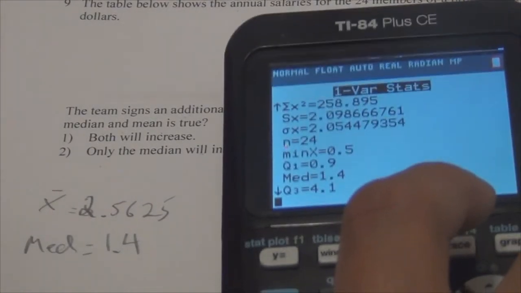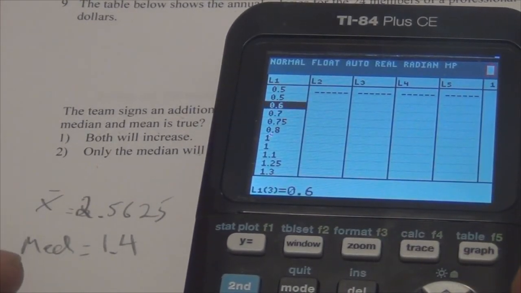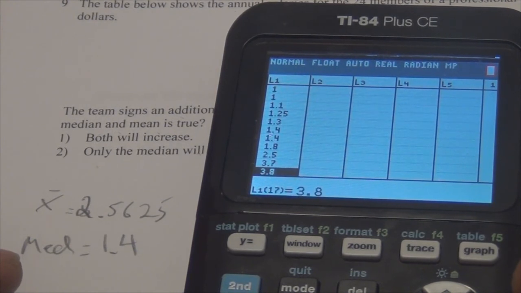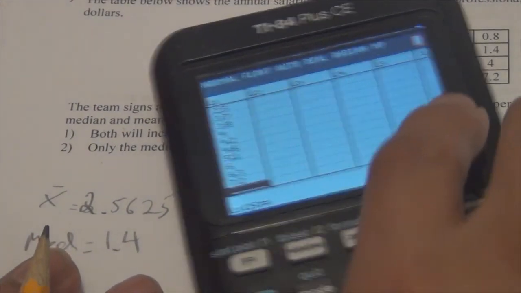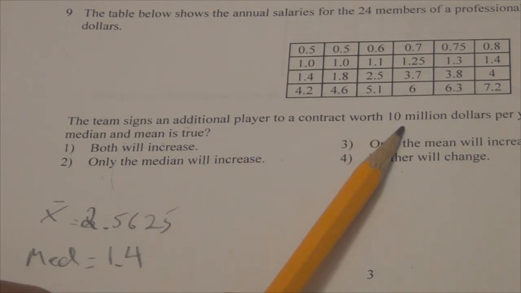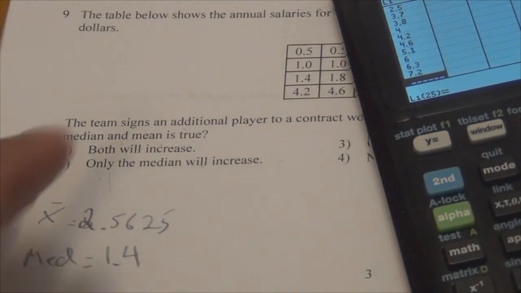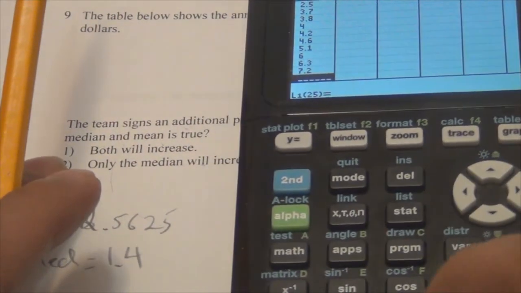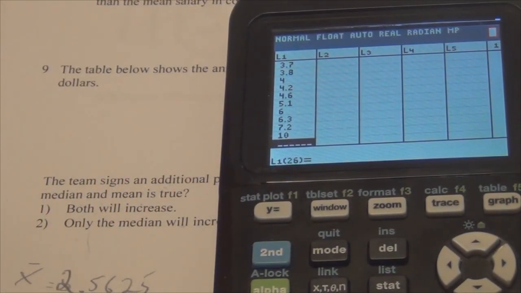Now, they signed an additional player. So what I'm gonna do is press stat, go to the table, and they say they signed an additional player to a contract worth 10 million. Okay? 10 million. Well, this is 6 million, so 10 million must be a 10. So what I'm gonna do is add this guy and put a 10 in here. Okay? So I just added an additional guy with $10 million.